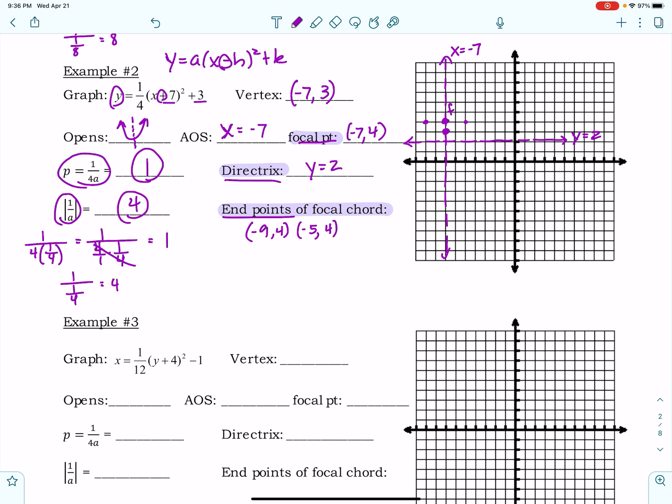Sorry, babies. Okay. So now we can draw our parabola. There you go. Groovy.